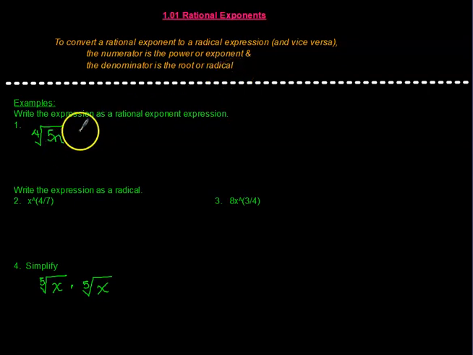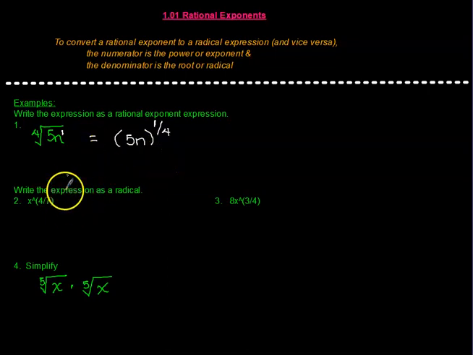So if you look at the first example, this is written as a radical, and notice that when there's no power there, it actually has a power of 1. So anytime you don't see a power there, it does have a power of 1, so make a note of that. And since 5 and n are both under the radical, the fourth root, we'll put it in parentheses. And remember that the power is always going to be the numerator, so that was 1, over the denominator, which is the root or radical, which is 4. So now it's written as a rational exponent.